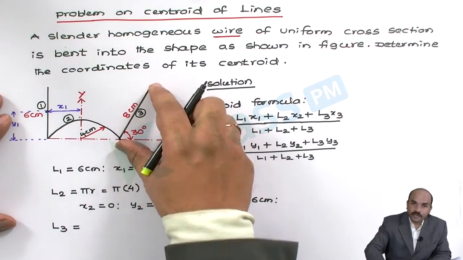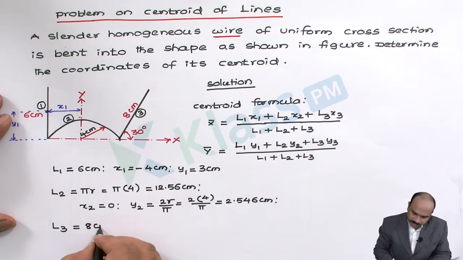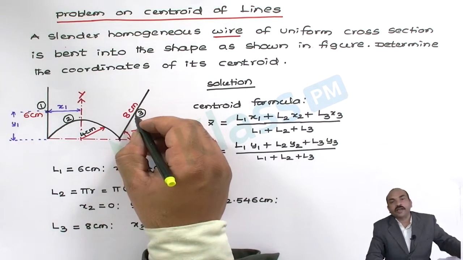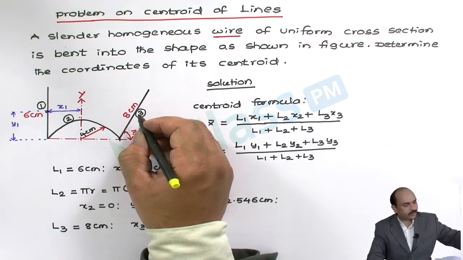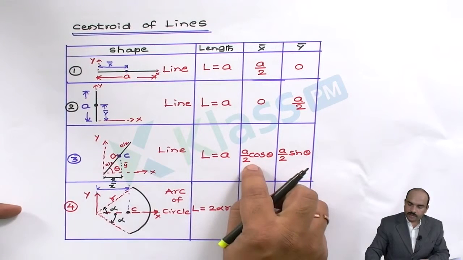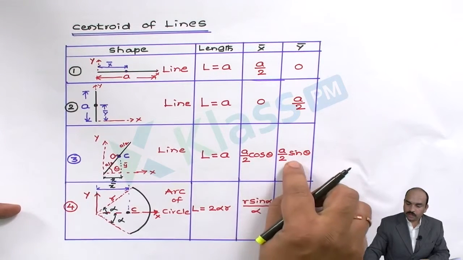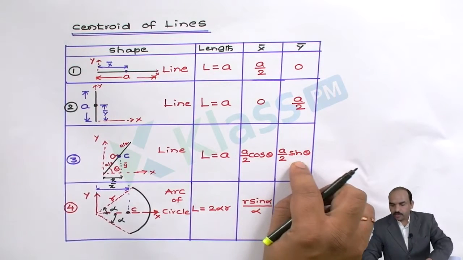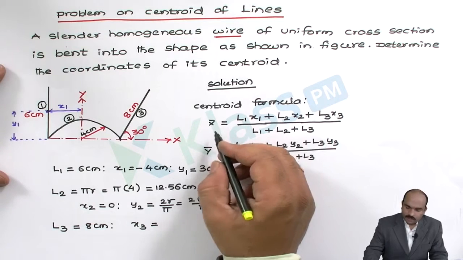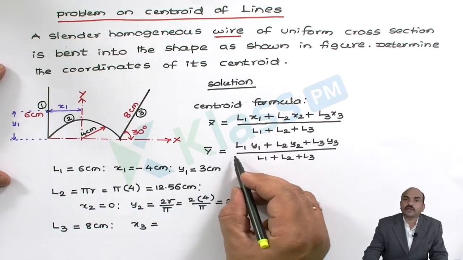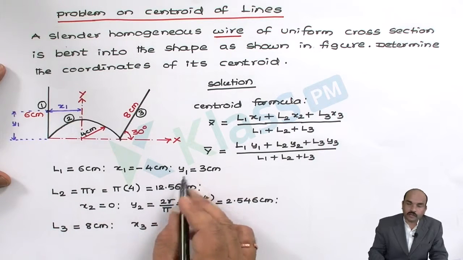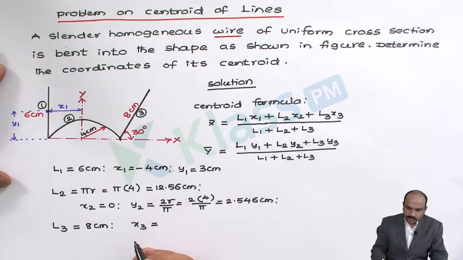Now similarly, let us calculate for the third line, that is this one. We know the length of the line L3 is 8 centimeters. Then x3. So for the inclined lines, let us see the formulas. We can see here, this is the inclined straight line. We know x bar equals a by 2 cos theta, y bar equals a by 2 sin theta. So let us take these values. So we have calculated all the values for L1, x1, y1.